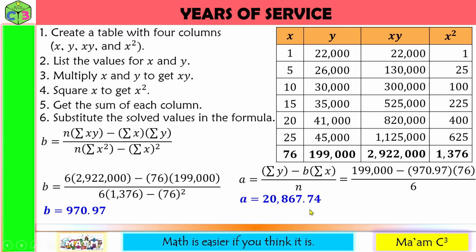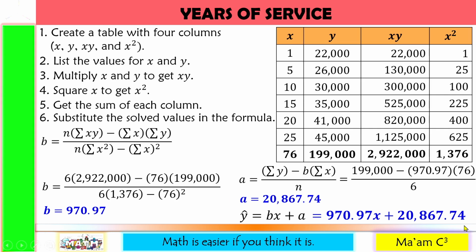20,867.74. Now for the formula of the regression equation. Y hat is equal to bx plus a. Our b again is 970.97 and our a is 20,867.74. You simply substitute b and a in our formula. This is now our regression equation.